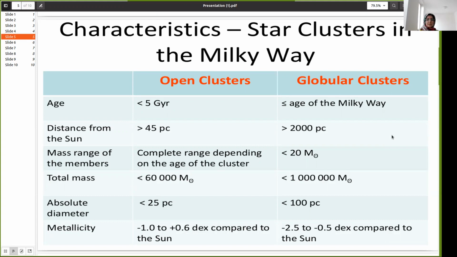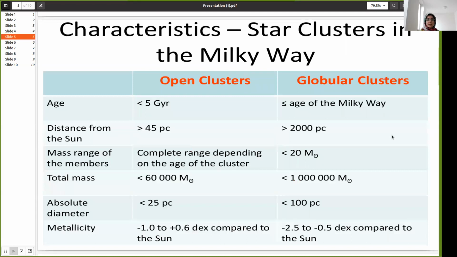The distance from the sun for open clusters is more than 45 parsec. Parsec is the unit in astrophysics to measure the distance. Each parsec is 3.26 light years. And for globular clusters, the distance from the sun is more than 2,000 parsec.